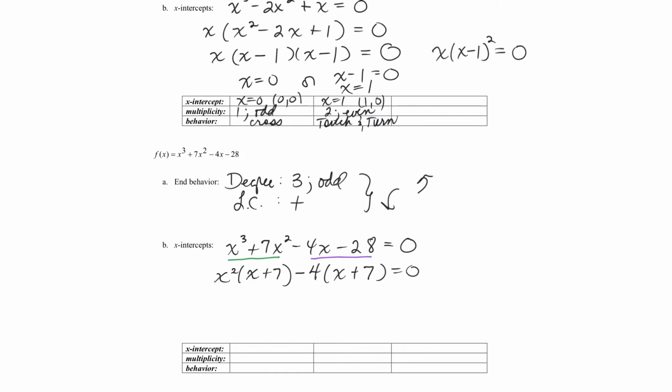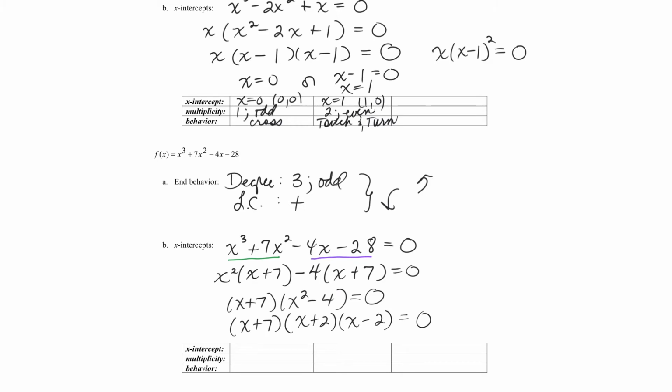Now I see that I have a common binomial factor of x plus 7, so when I factor that out, what am I left with? X squared minus 4 equals 0. Now, this is a difference of perfect squares. X squared minus 4 factors to x plus 2 times x minus 2.